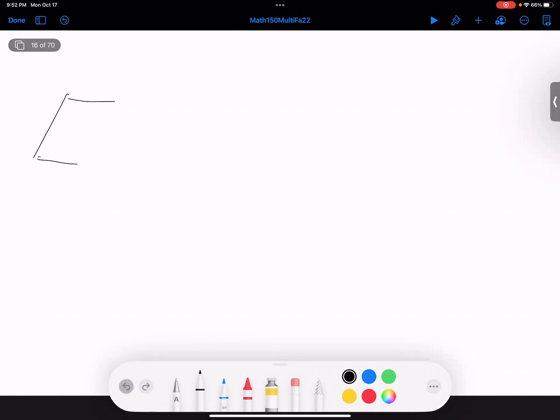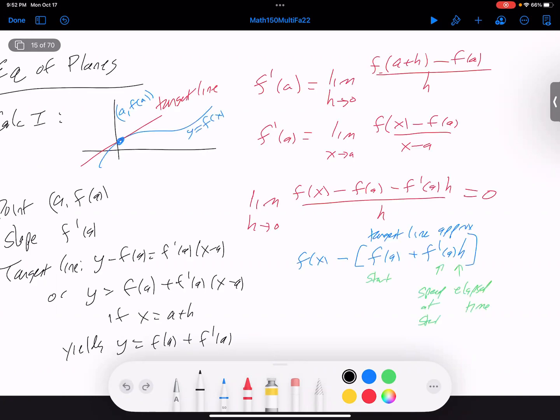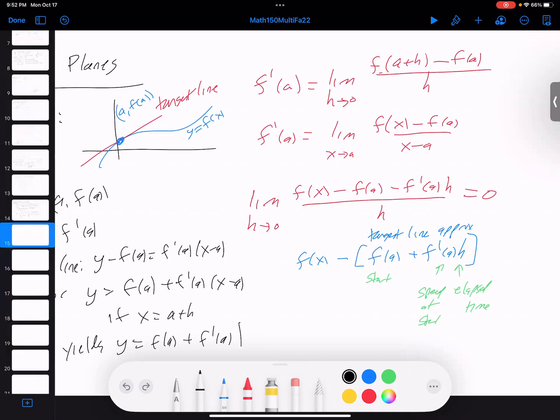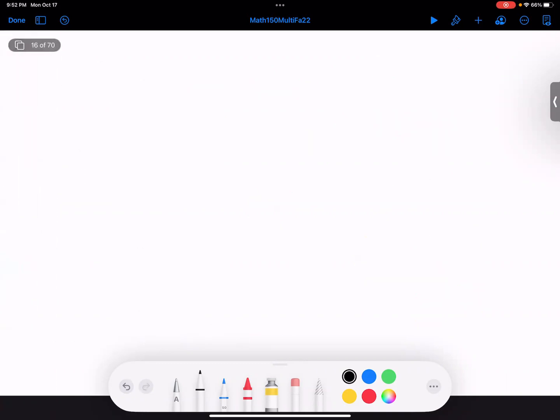So for a line, how did a line work? The way a line worked is I gave you some point P, and I gave you a vector V, and then here was the equation of the line. The point x of t, y of t, z of t was just your initial point P plus t times your vector V, right?